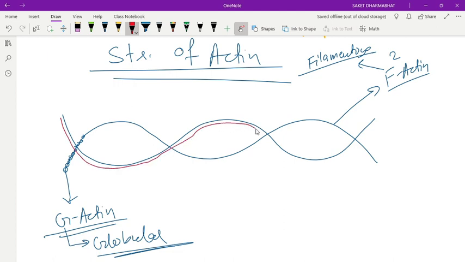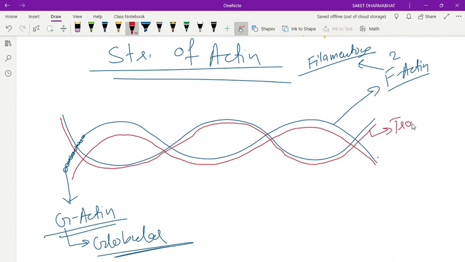Now there are two filaments of another protein that run parallel to this actin. They run parallel to F actin. Okay. This is called as what? Tropomyosin. So two tropomyosin filaments run parallel to what? The F actin filament.